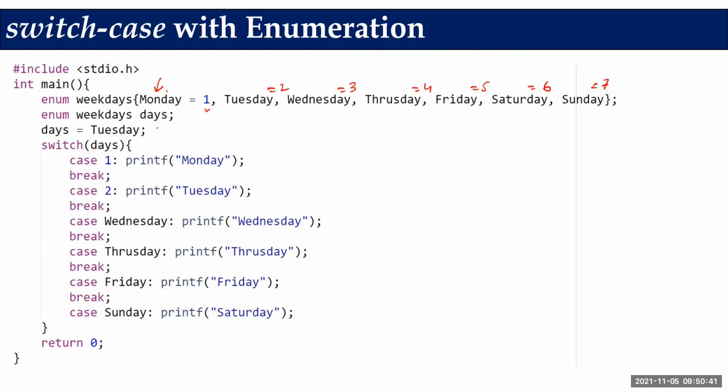Now here I have declared an enumeration type, days. What is the type of days? Enum weekdays is the type of days. It is an enumeration. So what kind of values can days have? Any from this list, anything from this list, the days can have. So I have given the value Tuesday to days. What is the value of Tuesday now? Tuesday value will be 2.